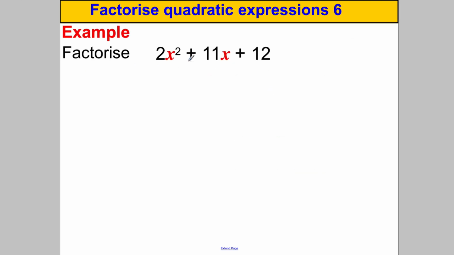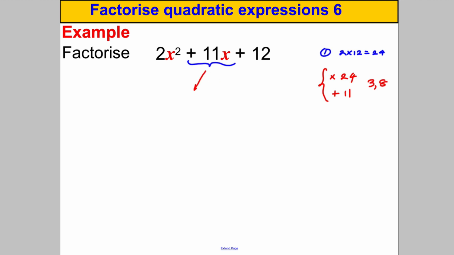From what I've just told you, you know the two numbers that add up to 11 will also multiply to the same answer as 2 times 12. So the first thing I'm always going to get you to do is do this number times this number. 2 times 12 is equal to 24. So let's look for two numbers, these are our search, two numbers that multiply to 24 but add up to 11. Can you think of two numbers that do that? I can, 3 and 8.